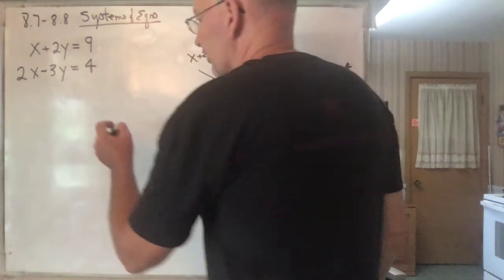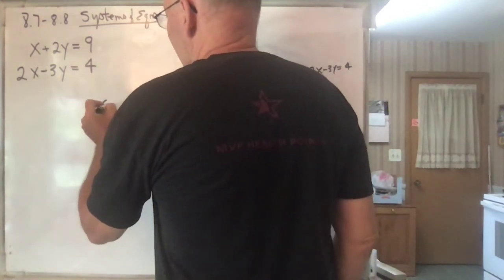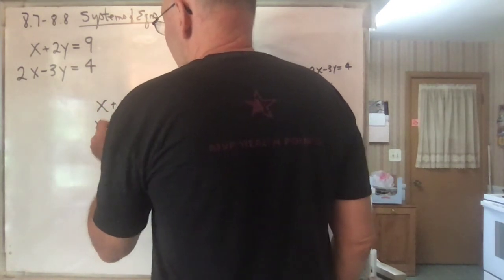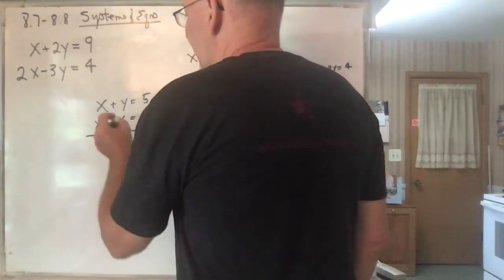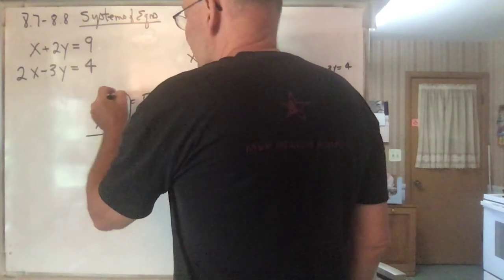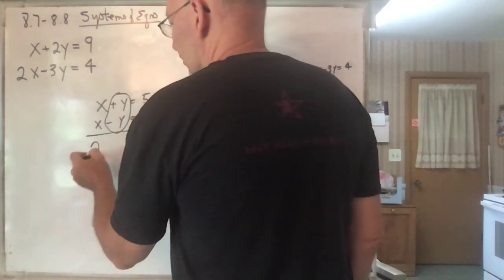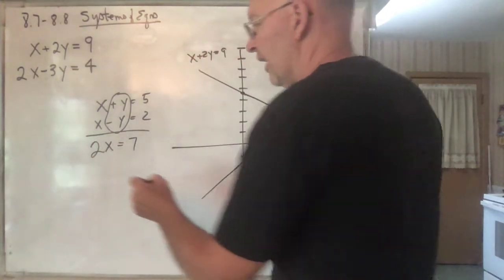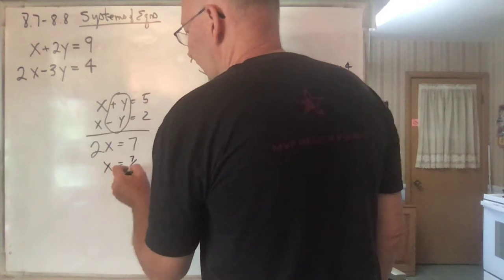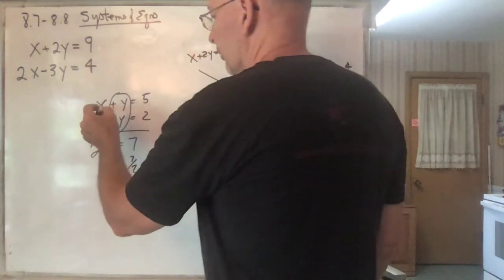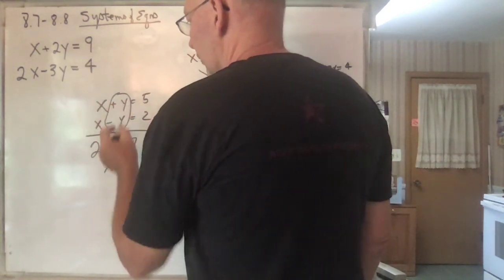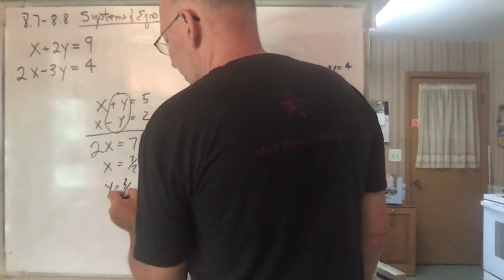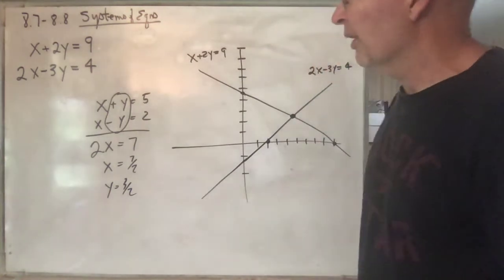So the easiest would have been if I would have had something like x plus y is equal to 5 and x minus y is equal to 2, and then if I just add these two equations together, notice I'm going to get 2x is equal to 7, and then x is equal to 7 halves, and once I have x is equal to 7 halves, I can find out what y is. Let's see, 3 1/2, then y would be 3 halves. Right? So there's just a simple one I just made up.